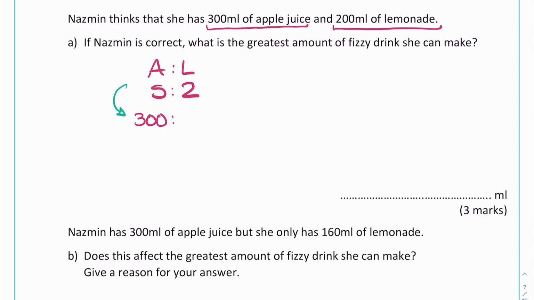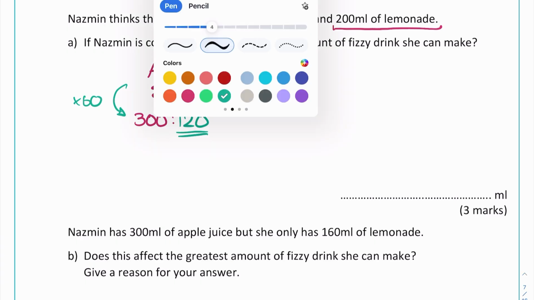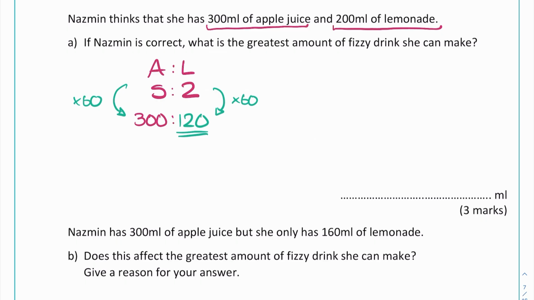So looking at this, if we use 300 ml of apple juice, then how do we actually get there? Well, to get from 5 to 300, if I forget about the 0 for a second, how do I get from 5 to 30? That's timesing by 6, so that must be timesing by 60. So timesing by 60, and we do that to both sides of the ratio, and that would give me 120 millilitres of lemonade. So in that scenario, if I use all of the apple juice, then I would need 120 millilitres of lemonade, and she thinks she has 200, so that would work. We've got plenty there.